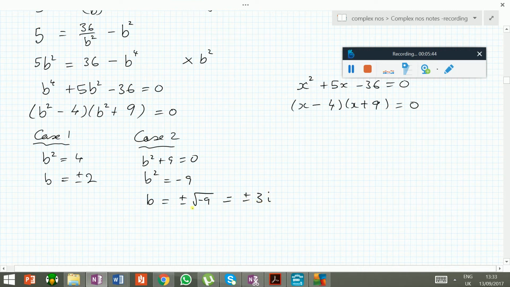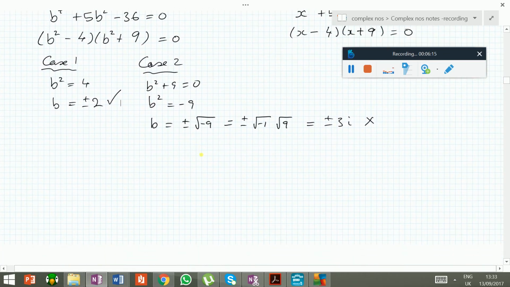Again, where did that come from? Just let me briefly explain. You have plus or minus the square root of minus 1 times the square root of 9, and that is equal to plus or minus, square root of 9 is 3, and then square root of minus 1 is i. Now, if you remember at the beginning of the sum, both a and b have to be real, but these are imaginary solutions, so we discard those, and we're going to use only case 1 solutions.